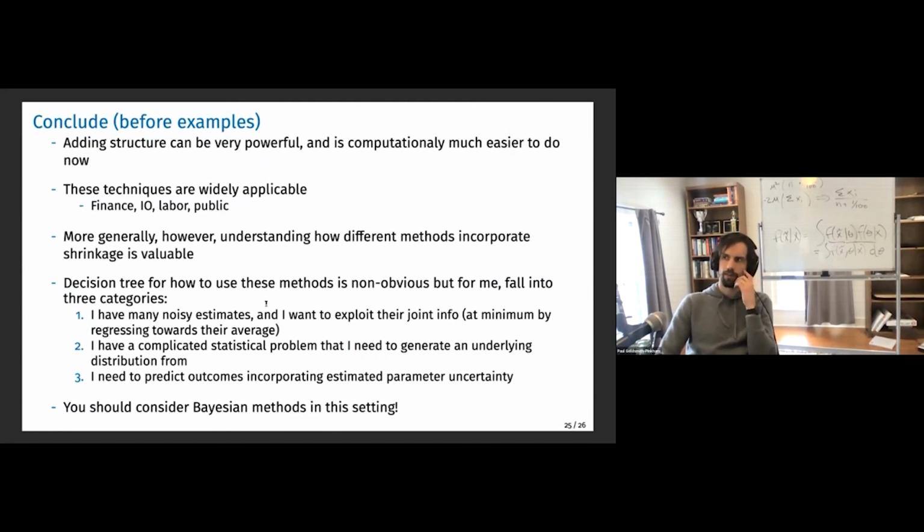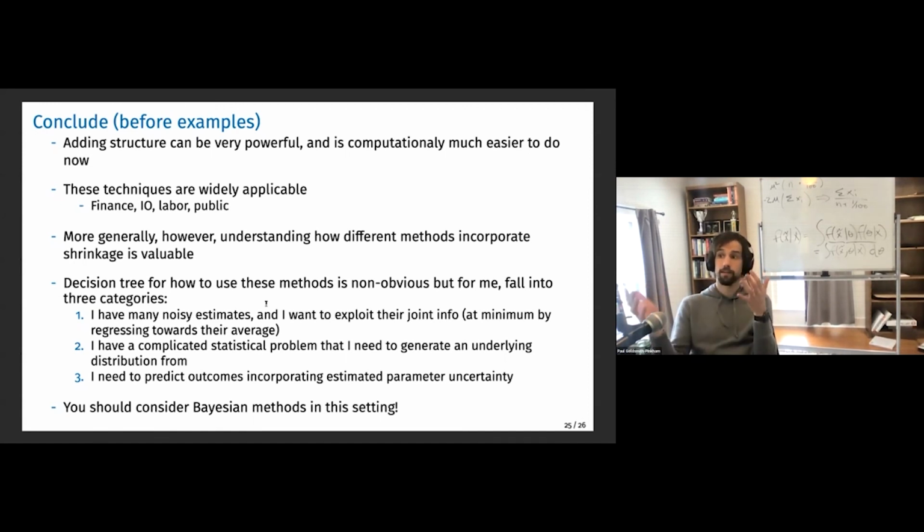Basically, it's useful to think about how shrinkage can be incorporated in different methods and how it can be valuable. The decision tree of deciding how to use these methods isn't obvious, but for me, it falls into 3 types of categories. First, I have a lot of noisy estimates because maybe I ran a lot of experiments or I have a lot of heterogeneity. I want to look at the distribution of them and exploit the fact that they can be shrunk in some way. I want to use that joint information to improve them. That was my example in my paper.